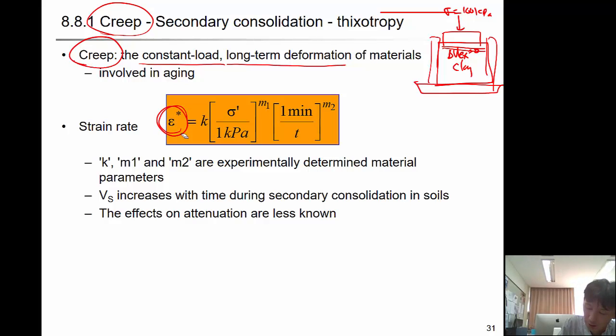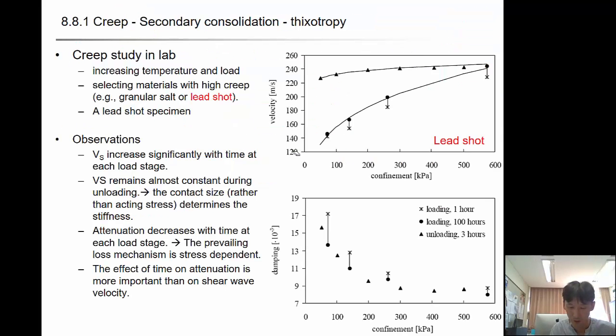So the strain rate is defined as a function of the stress state and the time. Here M1 is the parameter sensitive to the stress increment, and M2 is about the time-dependent parameters. If we do the creep study, here what they did is that they used lead shot. It's made of lead. Lead shot is very soft, so it will soften with time.